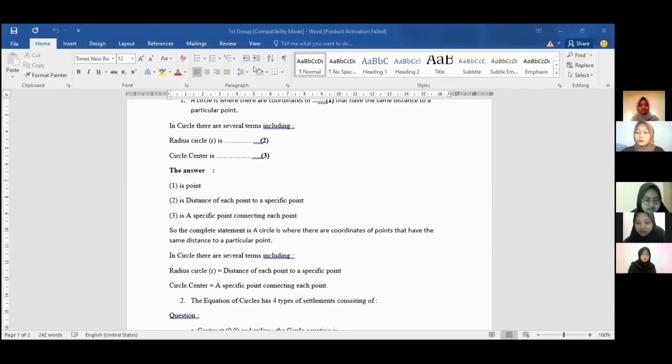In a circle, there are several terms, including radius of circle r, the distance of each point to a specific point, and circle center, a specific point connecting each point. That is right, the right answer. And the next, second group.